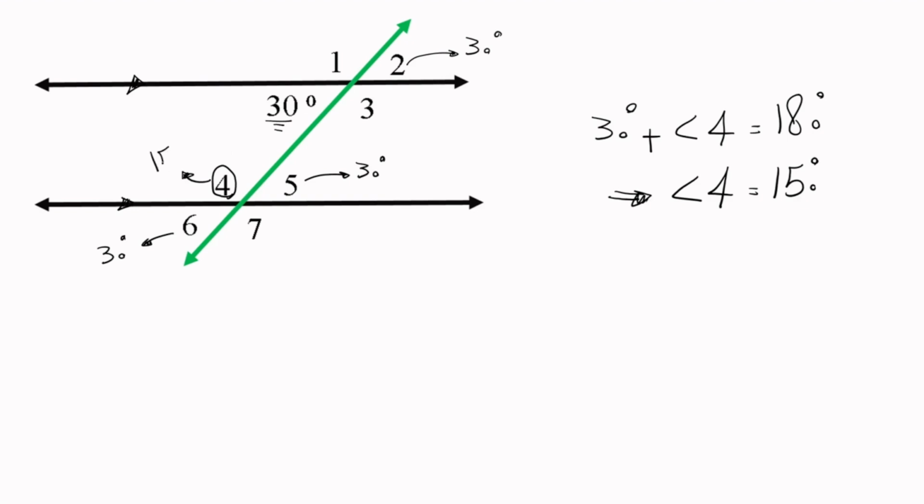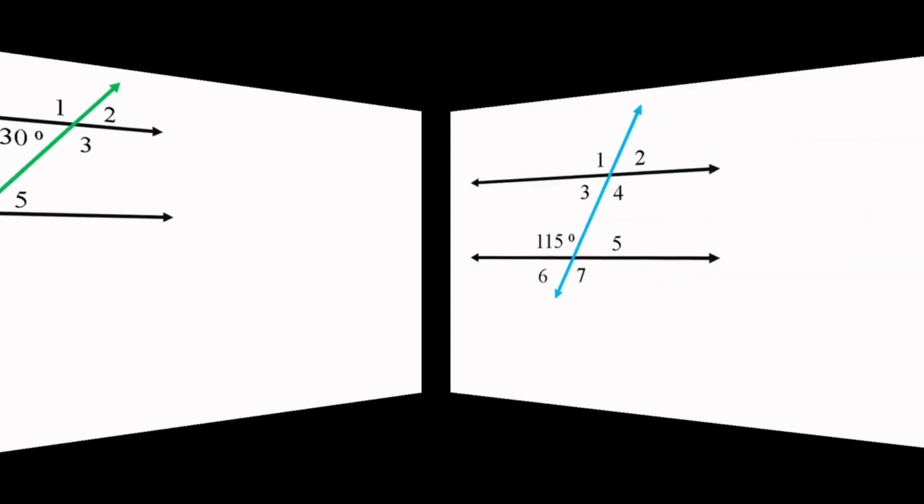Now I have the value of angle 4. It's gonna be 150 degrees. And this is one of the obtuse angles. So the rest of the obtuse angles will be the same. So 7 is gonna be 150 degrees. 3 is gonna be 150 degrees. 1 is gonna be 150 degrees. This method is really easy. Let's solve the next example.